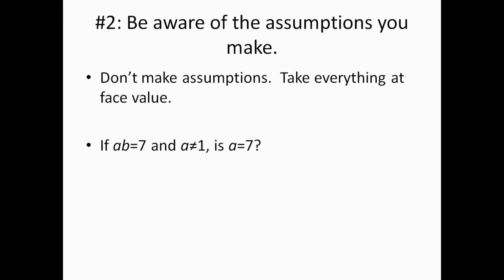Okay, so hopefully you caught that the assumption I made there was that a and b have to be integers. But that's never stated anywhere in the problem. So if they don't say a and b are integers, don't assume they're integers. Just because a is not 1 doesn't mean that a is 7, because if a and b are not necessarily integers, it could be that a is 3.5 and b is 2. It could be that a is the square root of 7 and b is the square root of 7. There's a lot of ways for two numbers to multiply to 7 if you don't restrict it to the set of integers.